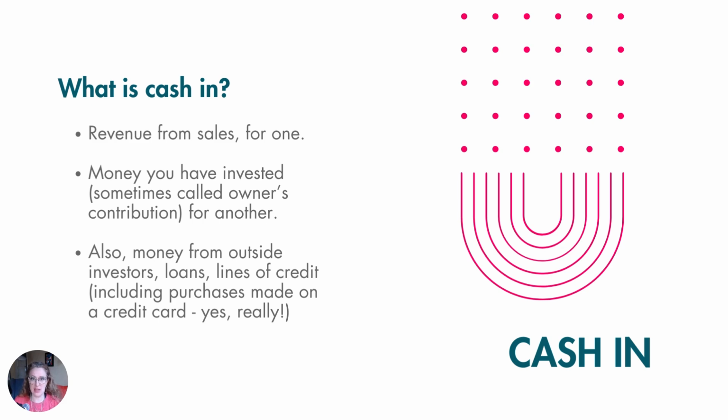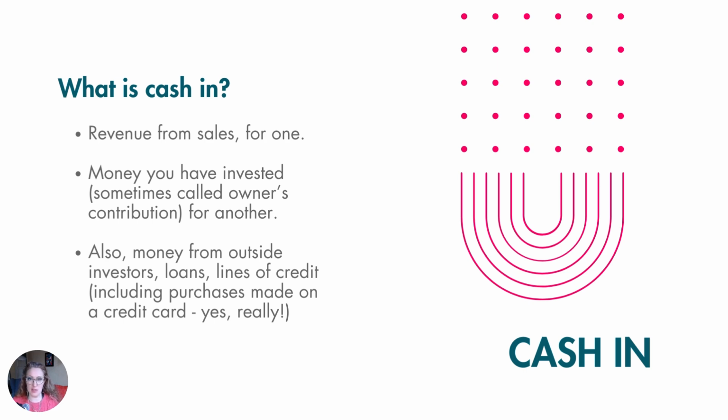So when you book a client and they pay, when you sell a product and they pay, all of that is revenue. Sometimes it's money that you have invested into your business, sometimes called an owner contribution. The other way that it comes in is from places like investors. So if you are one of those business owners who's thinking about taking on a board of investors, that investor money would be cash in. It can also be in the form of loans or lines of credit. And yes, even the credit card charges that you make are considered cash coming into your business.